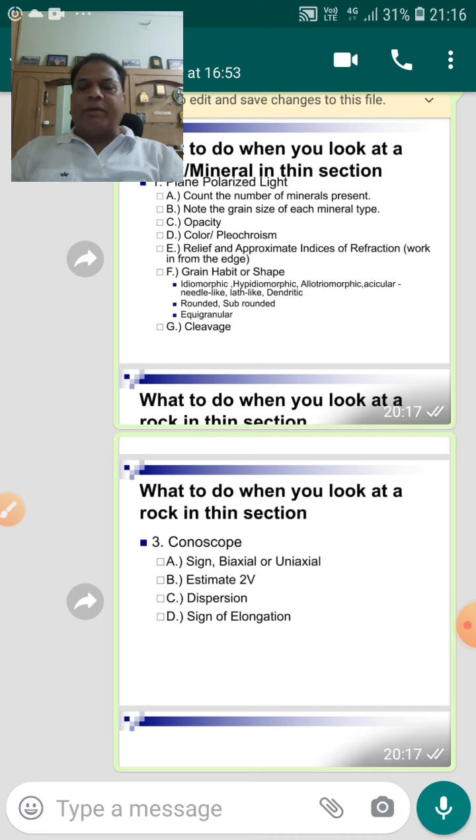Further, which member of the pyroxene group, whether it is OPX, orthopyroxene, or clinopyroxene, will depend upon the extinction angle. Enstatite and hypersthene have straight extinction, whereas the minerals of CPX, that is clinopyroxenes, have an extinction angle, oblique extinction, you can say. So further they are identified.